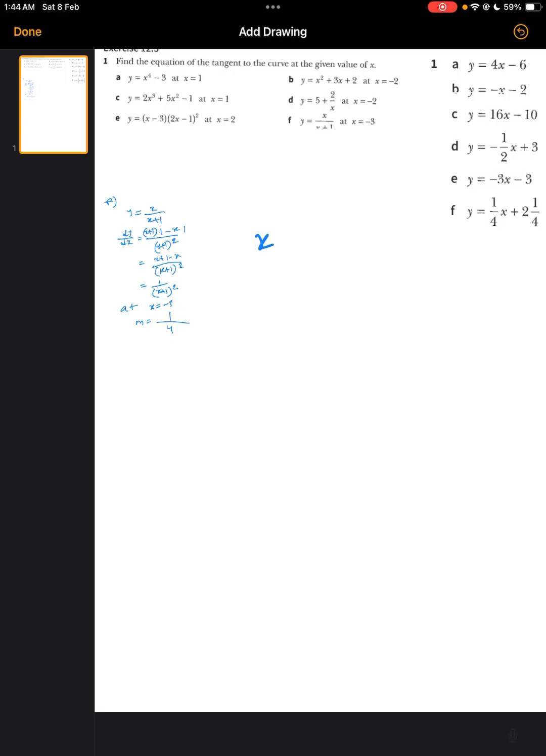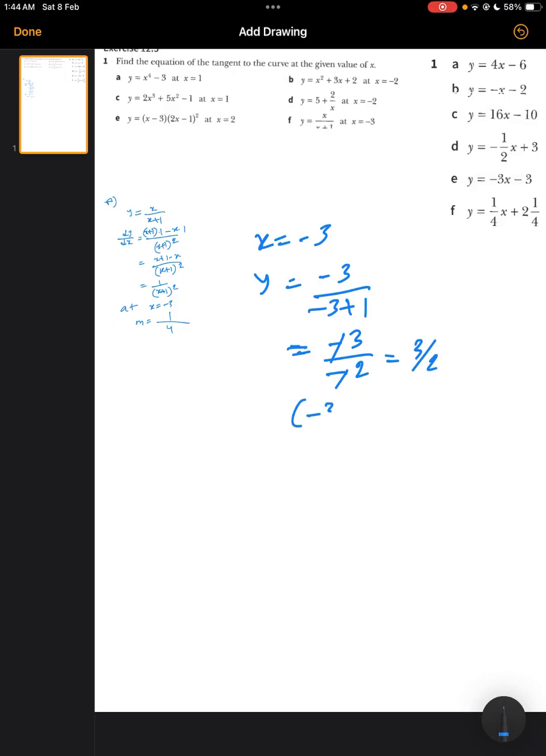Now if x equal to minus 3, y would be minus 3 over minus 3 plus 1, so minus 3 over minus 2, 3 by 2. So the point is minus 3 comma 3 by 2, and gradient is 1 over 4.